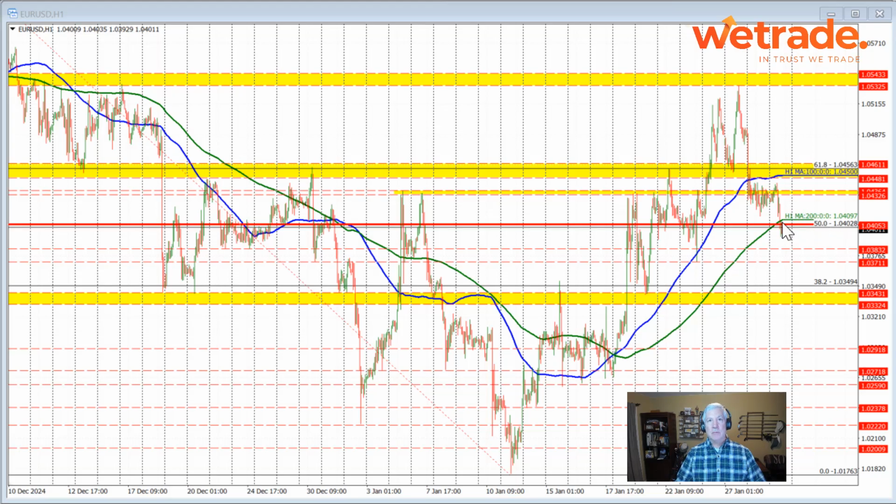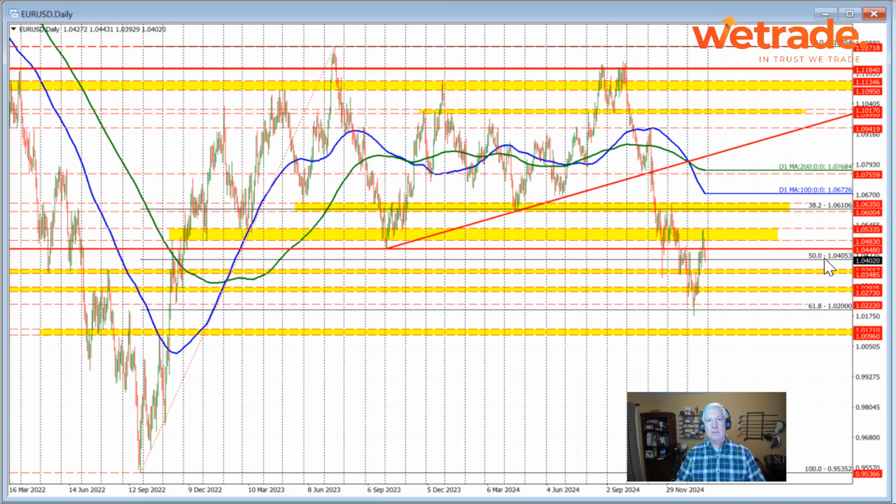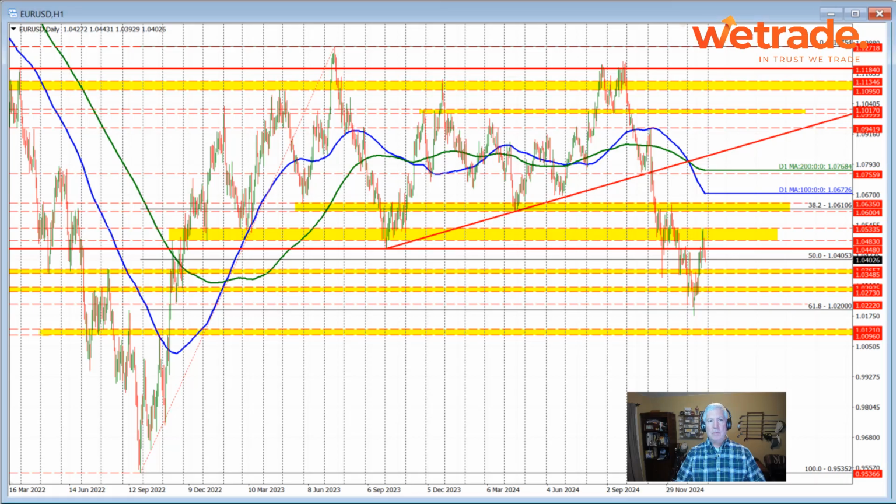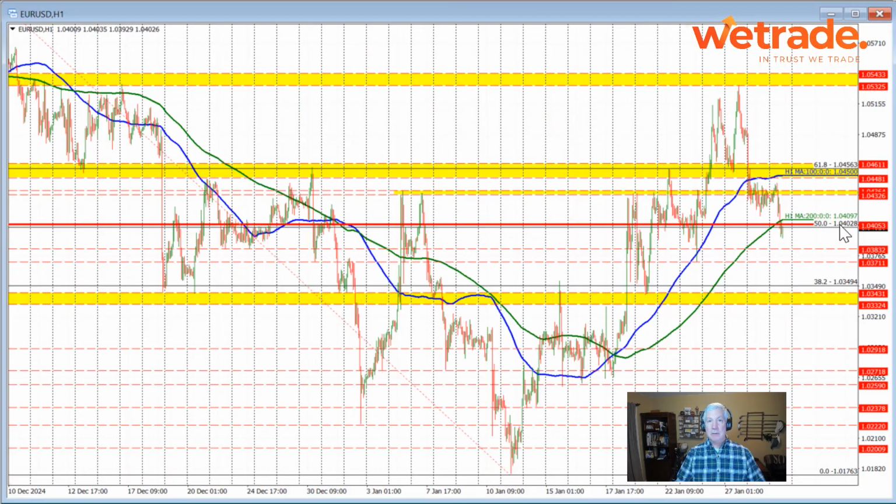Obviously, the sellers are taking more control below the 50% retracement level. By the way, the 50% retracement level also corresponds on the daily chart with the 50% retracement level of the move up from the 2022 low to the 2023 high. That 50% retracement comes in at 1.04053, which is just 3 pips away from the 50% retracement on the hourly chart. So interesting dynamic, but obviously a key level for traders, so pay attention to that.